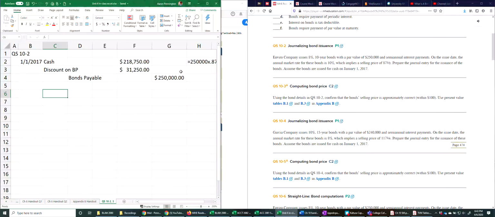Let's continue on and do quick study 10-3. It just tells us simply, using the bond details in Quick Study 10-2, confirm that the bond's selling price is approximately correct. Use present value tables. So we need to do one thing before we can do this. We need to compute the semi-annual interest payment.